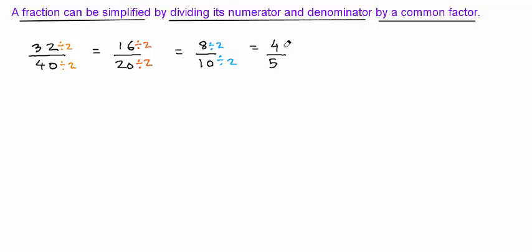And now there's no number other than 1 that can divide 4 and 5 both. But if you divide 4 with 1 and 5 with 1, it doesn't change the fraction, because any number divided by 1 is the number itself. So you would still get a 4 on the top and a 5 on the bottom. So it doesn't really make sense to divide with 1. And then we say that this fraction 4/5 is the fraction 32 over 40 in its simplest form.